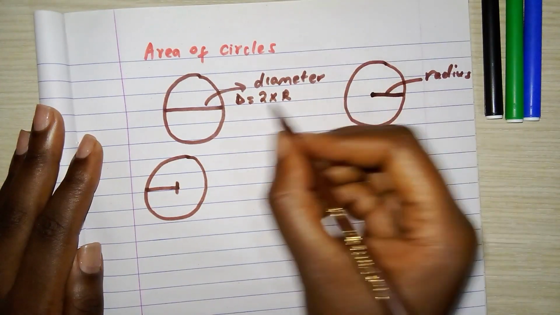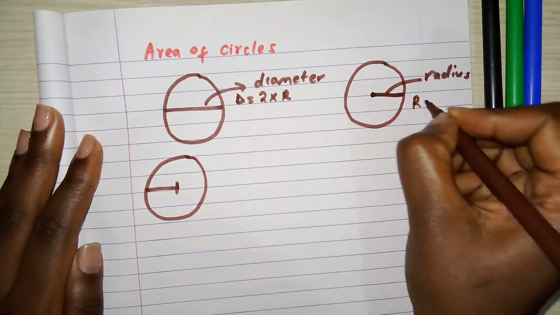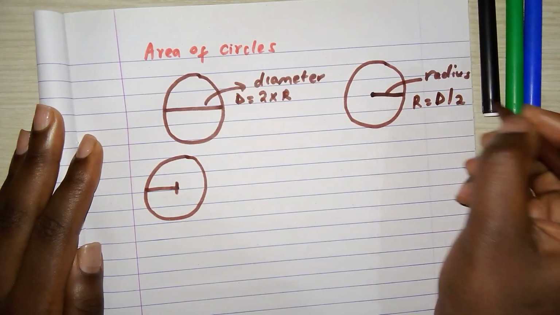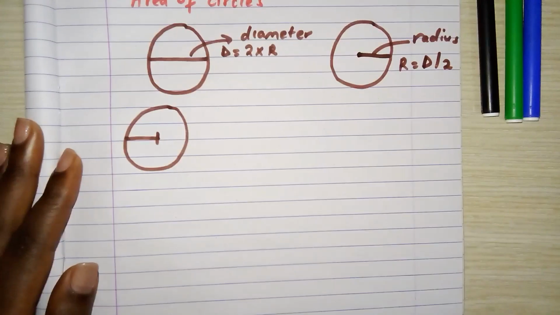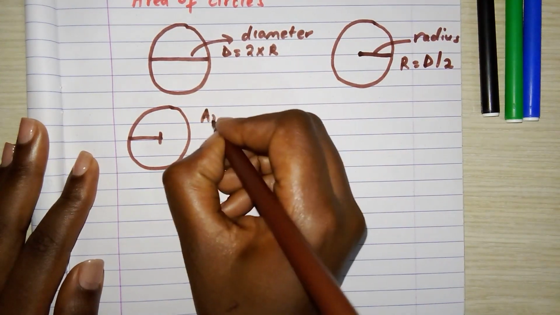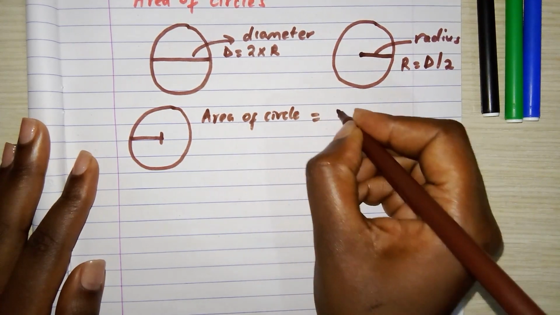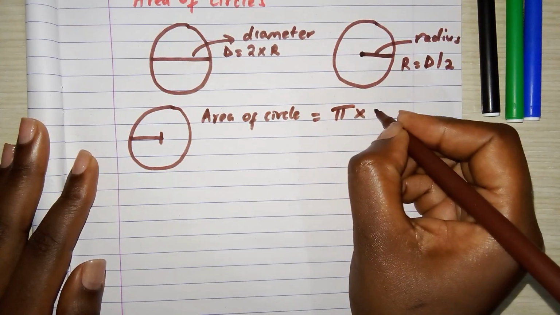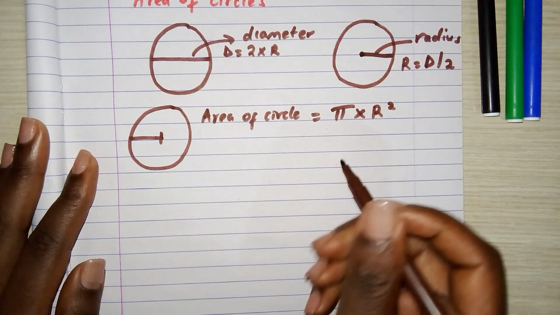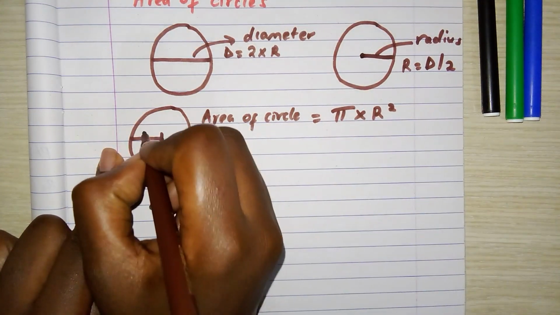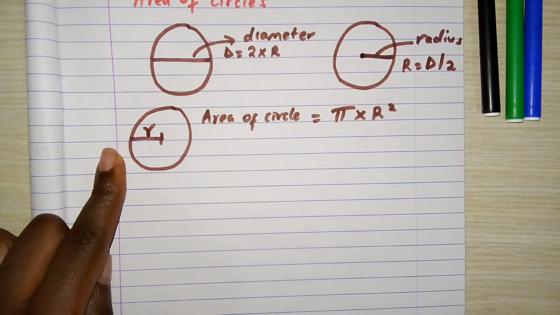Twice the radius will give us the diameter, and the radius will be, if you have the diameter, you divide it by 2. So the area of a circle, the formula will be pi times r squared. So keep that in mind. We do pi times the radius squared. Now let's look at some examples.